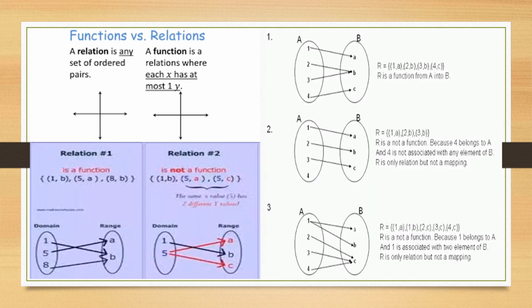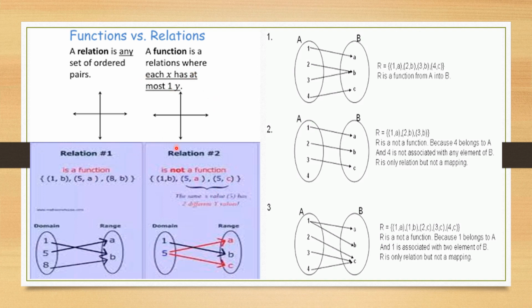Let us try to understand the difference between a function and a relation. In a relation, any set of ordered pairs will make a relation, but a function is that relation where each x has at most one y.